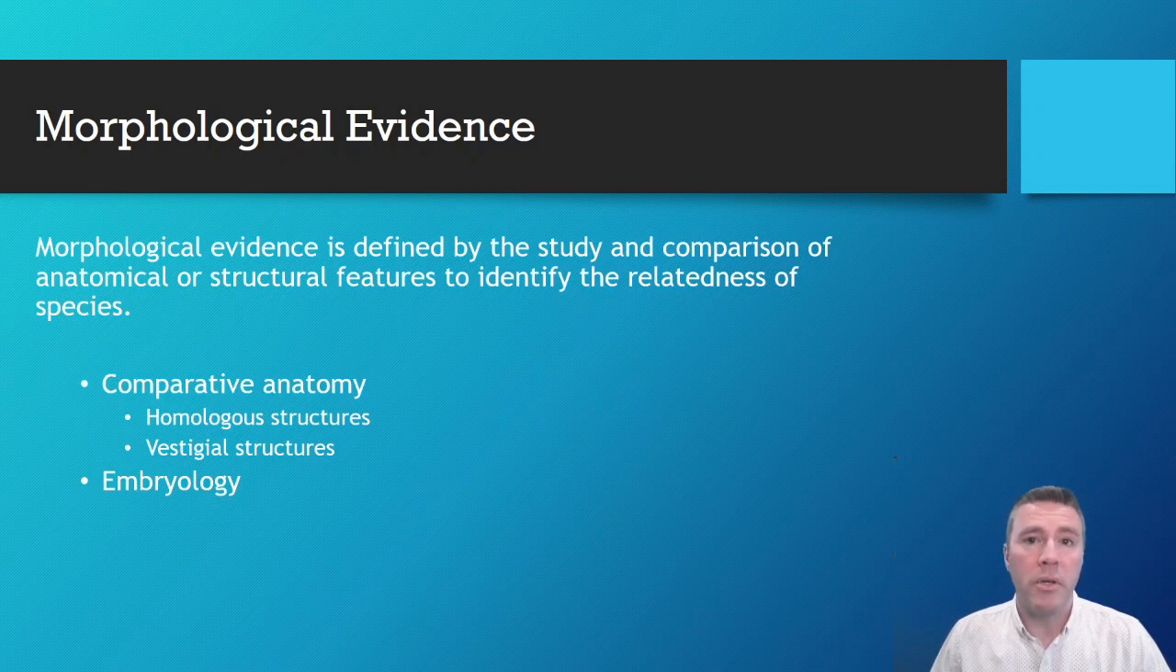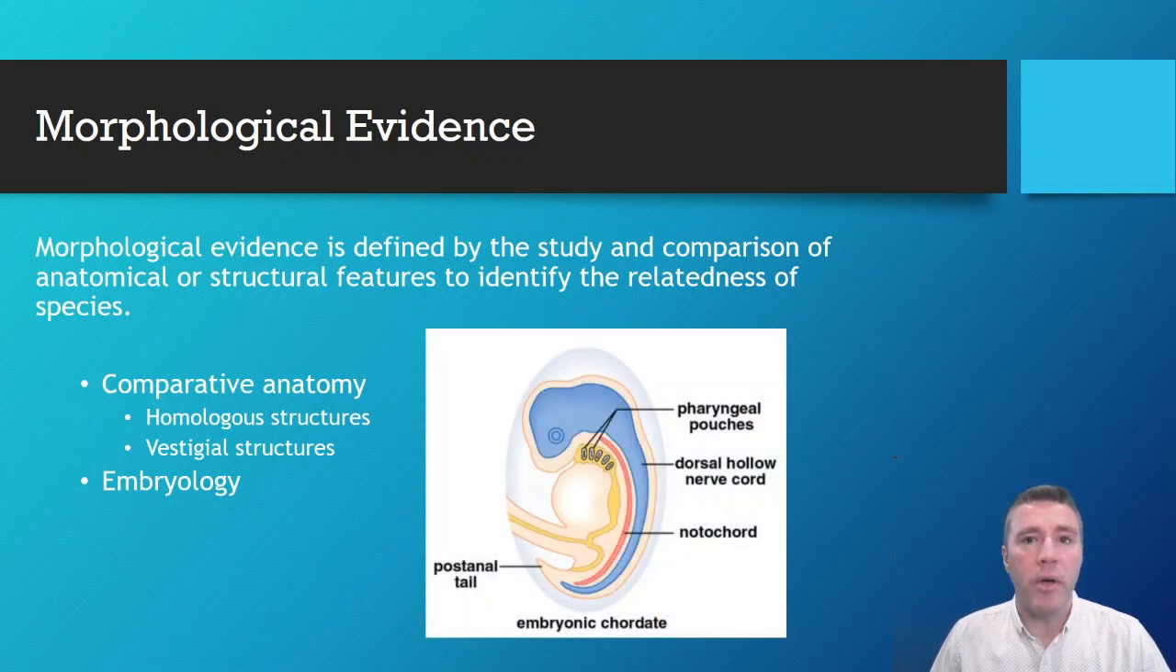For example, the similarities in the early embryonic development of vertebrates, such as the presence of a notochord, a cartilage-like structure that runs the length of the embryo in vertebrates and other close relatives, as well as slits or indentations of the pharynx of the embryo, suggest that all of these organisms in fact share a common ancestor.